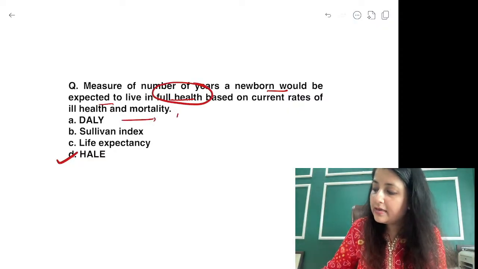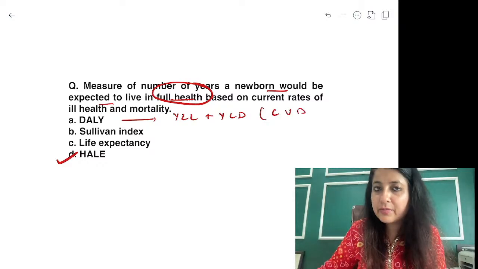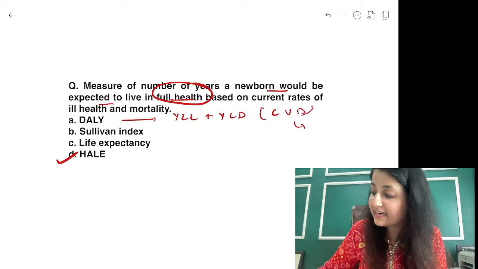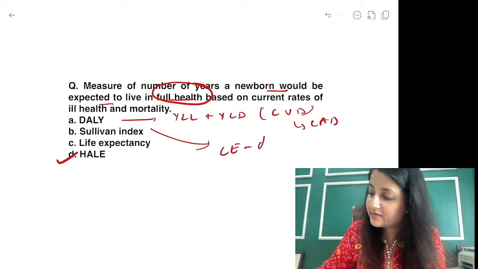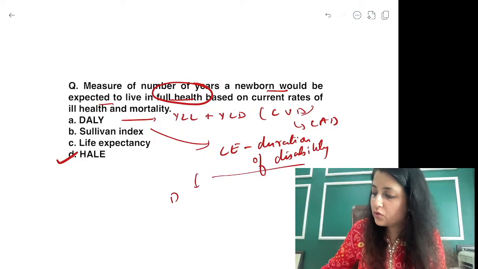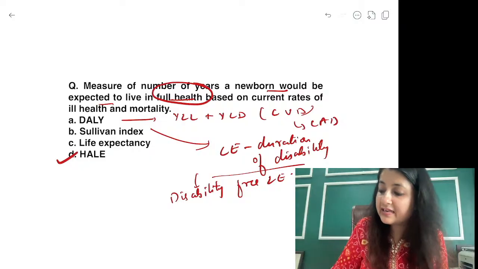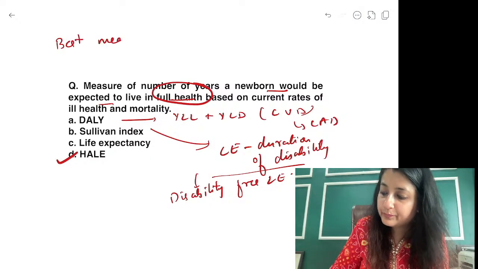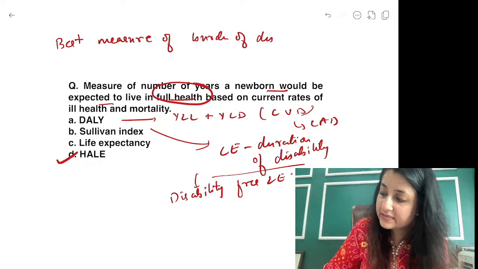DALI, you all know, years of life lost plus years lived with disability. Maximum DALI is contributed by cardiovascular diseases, actually CAD. What is Sullivan's index? Sullivan's index is life expectancy minus duration of disability. Disability free life expectancy. That is Sullivan's index. Best measure of burden of disease, DALI.